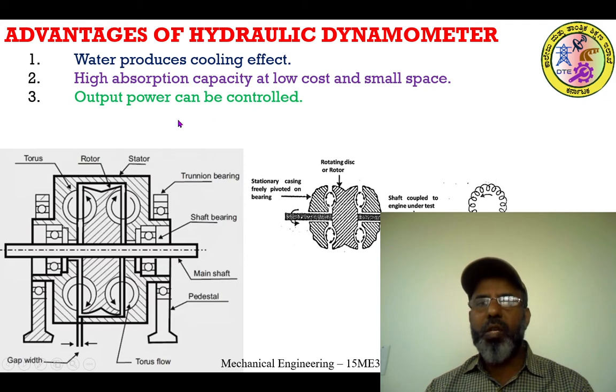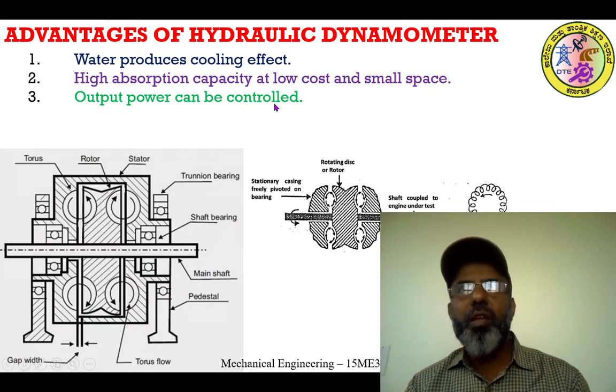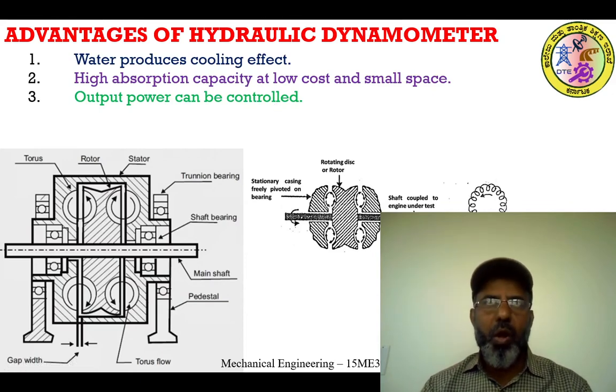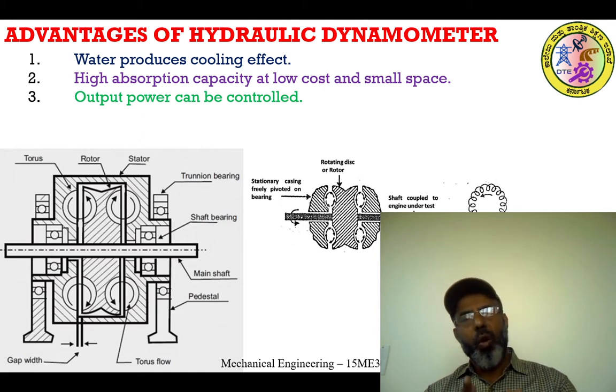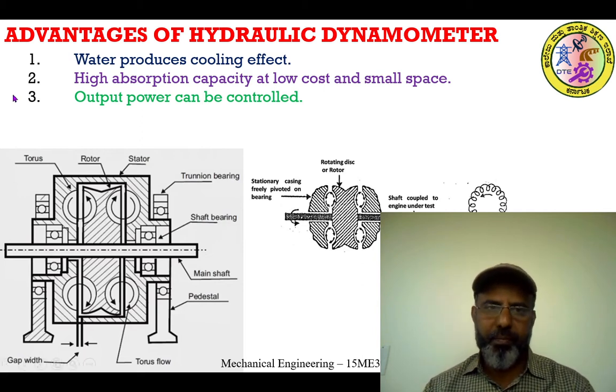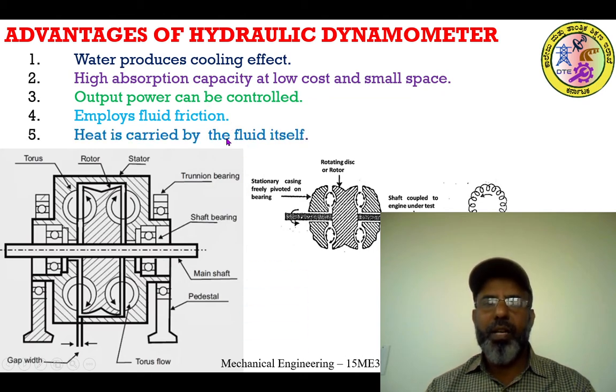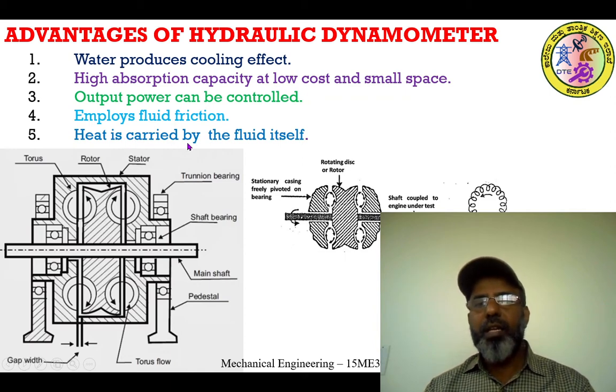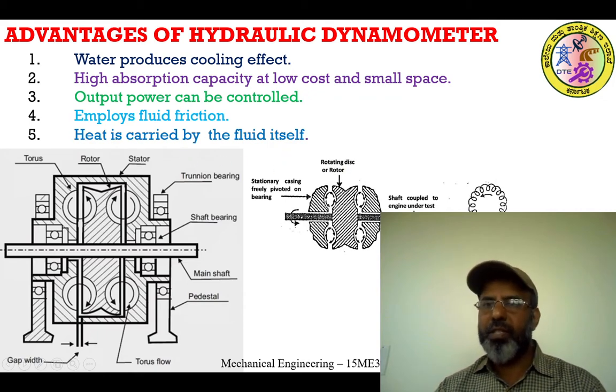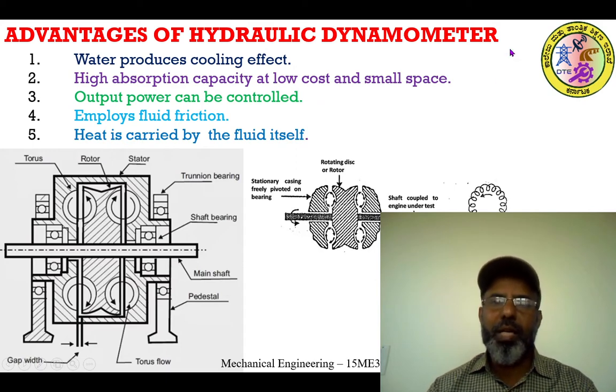The third advantage is that output power can be controlled. How? Either by varying the water flow into the chamber, or by varying the distance between the rotor and the stator. And the fourth advantage is that it employs fluid friction. The last advantage is that the heat is carried away by the fluid itself. These are the advantages of the hydraulic dynamometer.